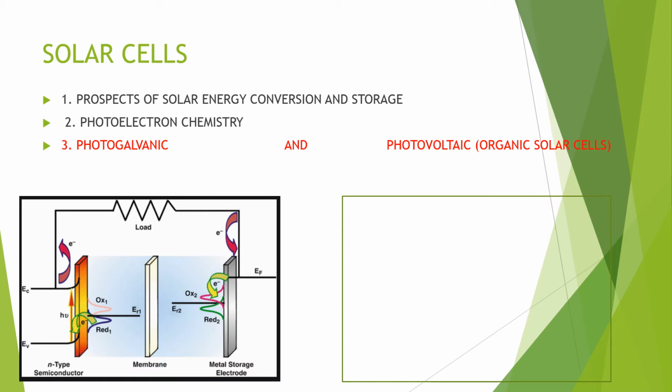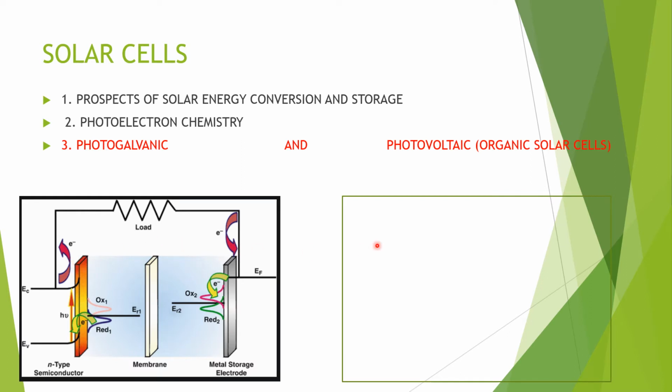As you can see here, this is the titanium oxide semiconductor electrode, where the oxidation occurs by the liberation of electrons as well as oxygen, and it is separated by a membrane, and here there is another metal storage electrode, where the reduction reaction occurs and hydrogen is generated, as we have seen in the earlier video.